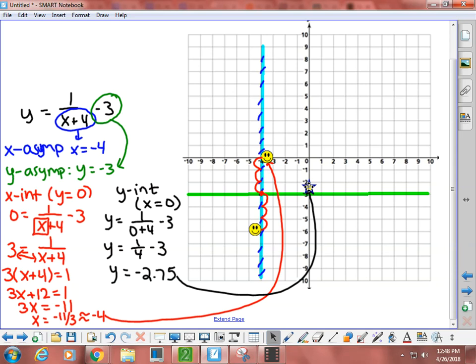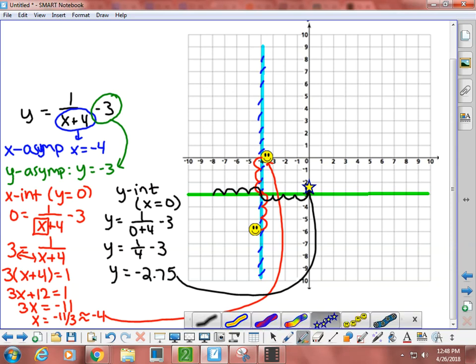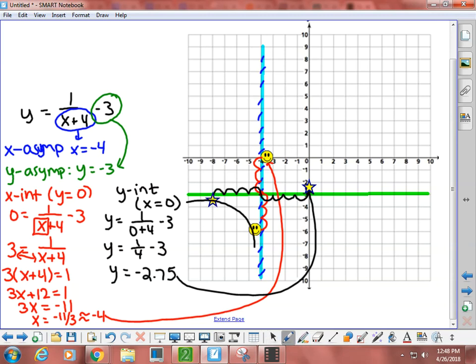Okay, so then how I reflect that is I'm going along the green. I'm going 1, 2, 3, 4 over. So instead of going 4 to the right, now I'm going to go 1, 2, 3, 4 to the left and down just a little bit. So my other star is going to be here. And now I have enough to connect these and make my curve.